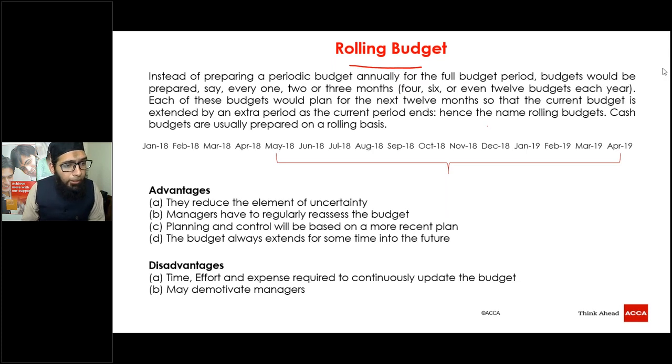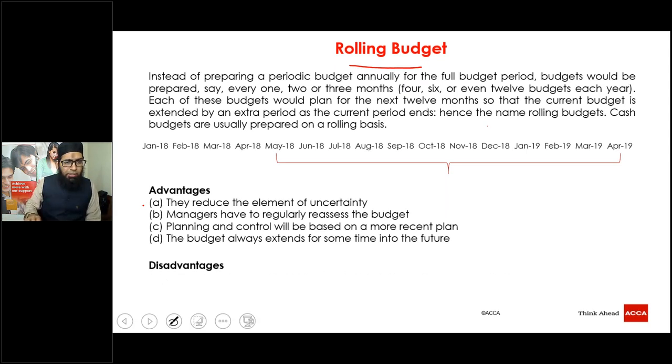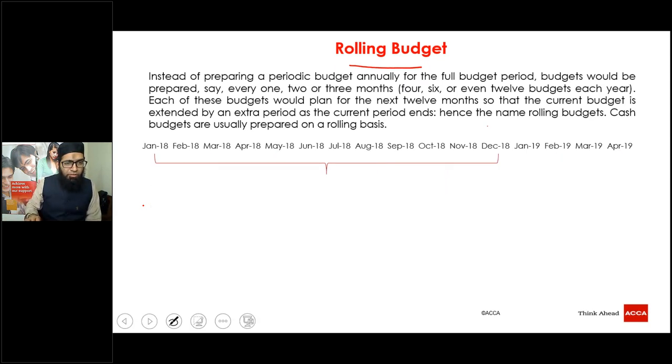There is one more question. So how can it demotivate managers? Dear, it demotivates managers because, you see, in rolling budget we are preparing the budget after every 2 months. After every 2 months, we are preparing the budget. So that means the managers are reperforming the same task again and again. And performing the same task repeatedly will generally demotivate them. Okay?